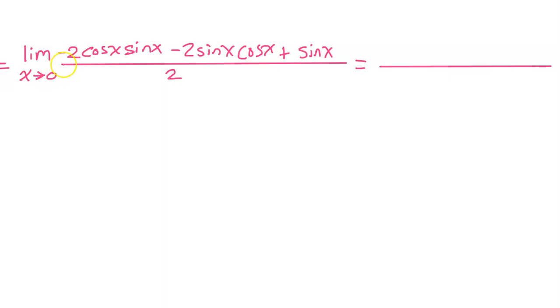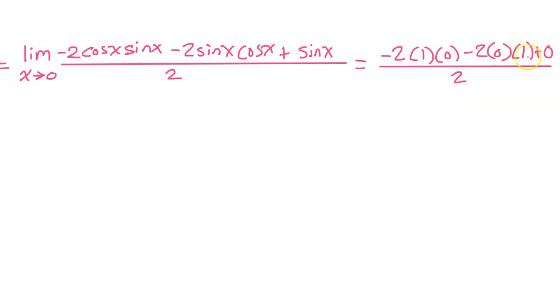If I do direct substitution now, I get negative 2. Cosine of 0 is 1. So I'm going to just go ahead and put 1. Sine of 0 is 0. And I've got minus 2. Sine of 0 is 0. Cosine of 0 is 1. Plus sine of 0 is 0. So that's my numerator. In the denominator, I just have 2.